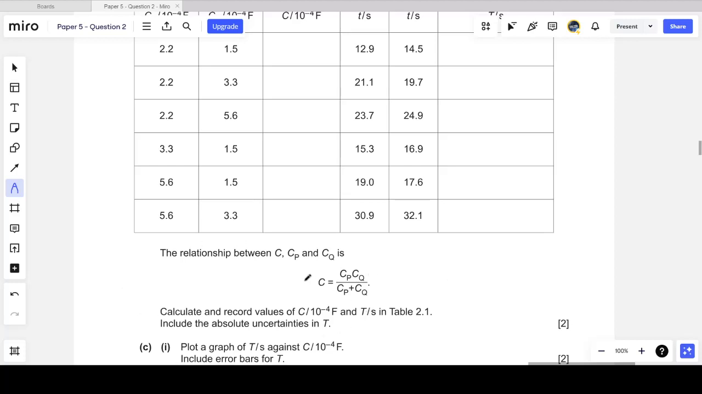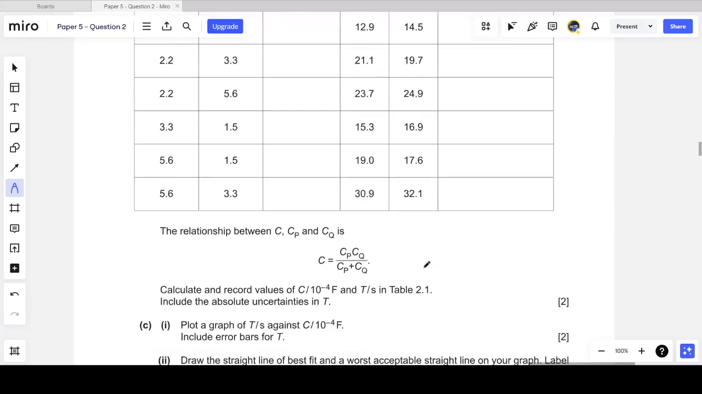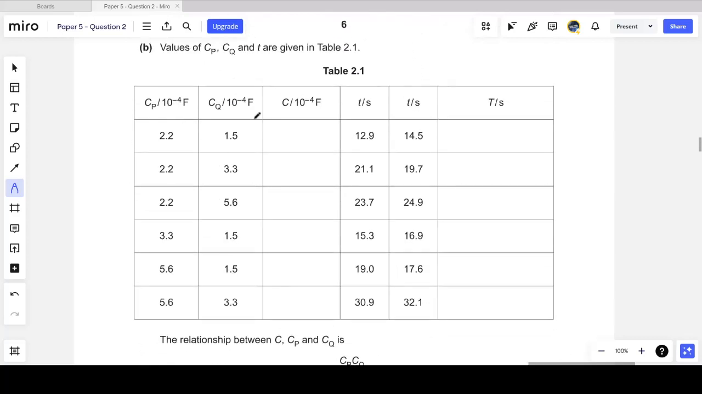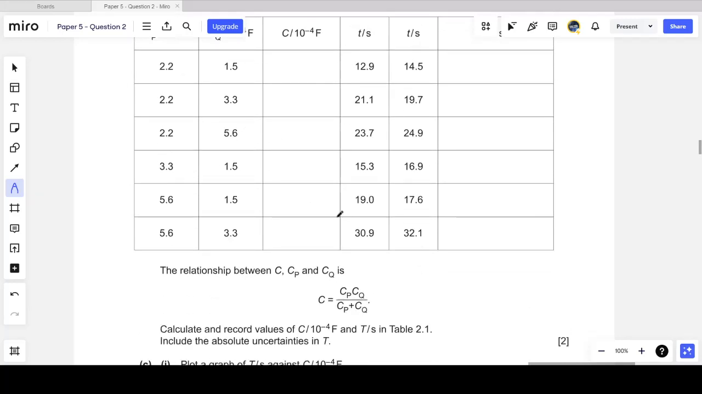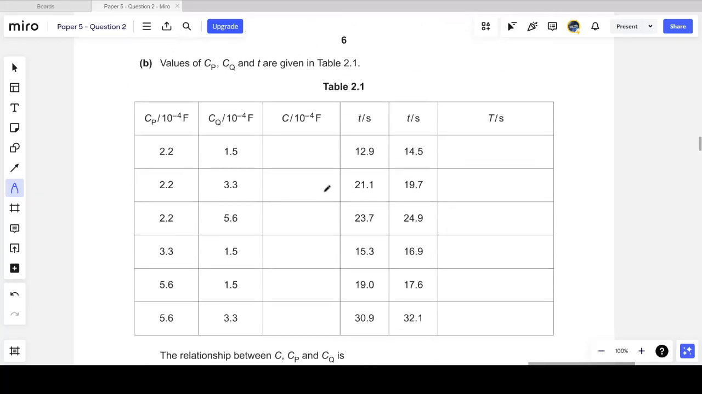So we are asked to calculate and record values of C, with units 10 to the minus 4 farads, and T in seconds in the table, and include the uncertainties, the absolute uncertainties in T only. Okay, so to find the capacitance, I'm simply just going to have to use this equation. Take the value for Cp, multiplied by Cq, divided by the sum of Cp and Cq. And I need to make sure I keep the significant figures the same.